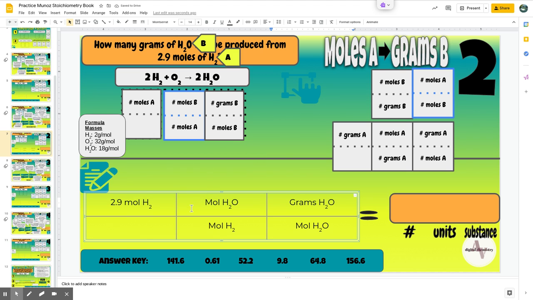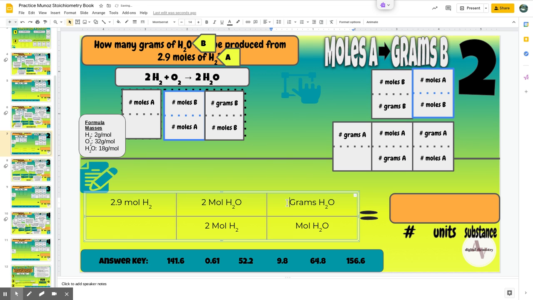And then if you look at the slide before this, it'll kind of tell you where these numbers come from. But the mole to mole step is where you're going to use your coefficients. And so you get those up here. H2O has a 2 and H2 has a 2. So H2O is going to get the 2 right here. H2 is going to get a 2.